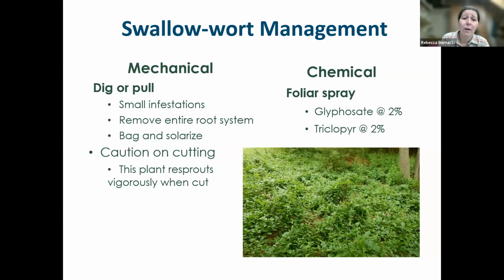For chemical control, we're going to use a foliar spray. Again, label is law, but generally glyphosate or triclopyr-based products recommended at 2% volume-to-volume dilution.